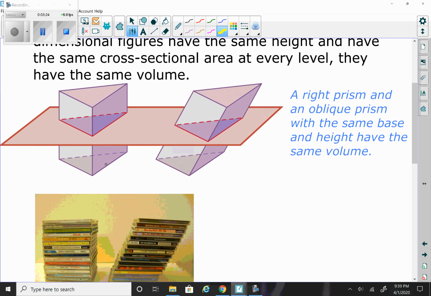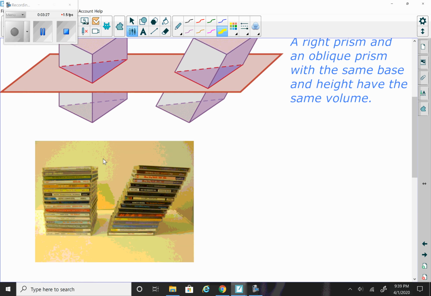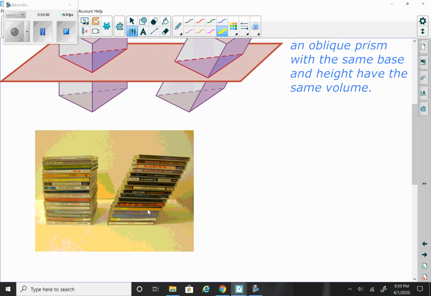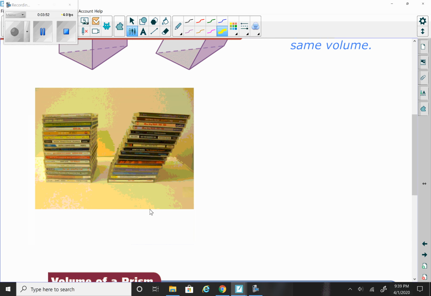Here's a little visual picture of what they're talking about too. This is a stack of CDs. Again, I don't know if you know what a CD is, but there's a stack of CDs on the left, and they took that same stack of CDs, same number of CDs, and then just kind of tilted it to the side. So that's an oblique prism there on the right, but those two take up the same space because they still represent the same number of CDs, right? So again, this is called Cavalieri's principle, just something that's kind of unique and special about these three-dimensional shapes.